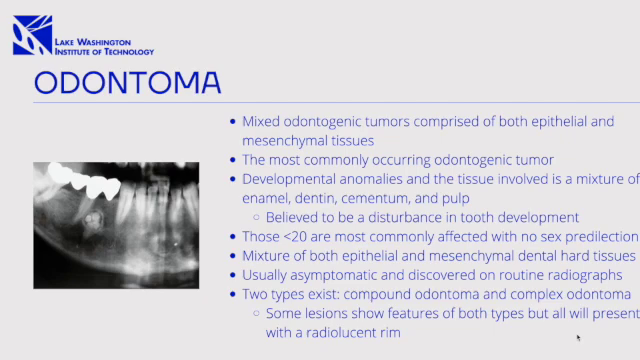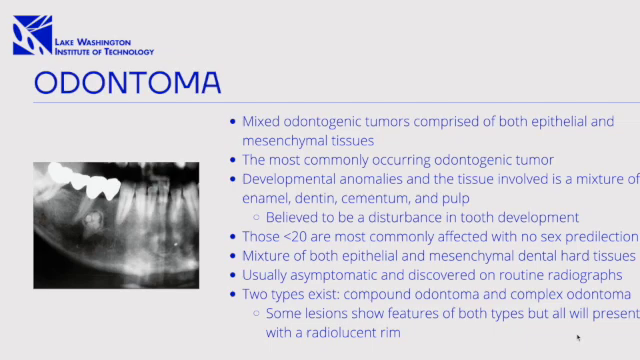Those under 20 are most commonly affected with no sex predilection. Odontomas are a mixture of both epithelial and mesenchymal dental hard tissues. Odontomas are usually asymptomatic and discovered on routine radiographs. Two types exist: compound odontoma and complex odontoma.